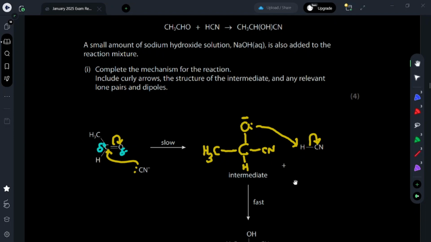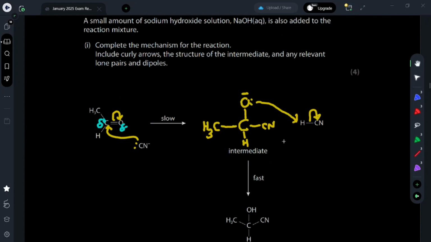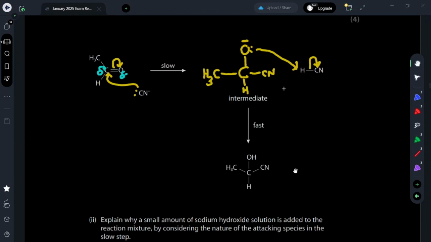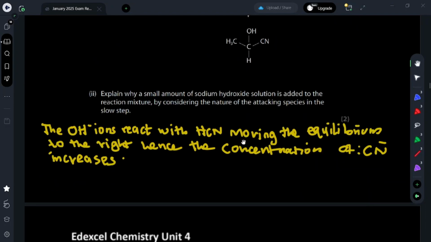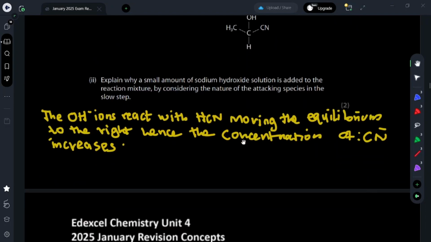And that is what is eventually going to give us the product down here, which is our 2-hydroxypropanenitrile. 3 carbons, 2-hydroxypropanenitrile. That is going to be our product. All right.